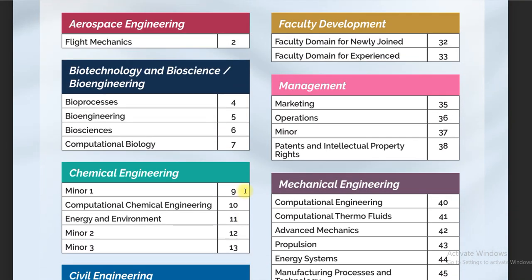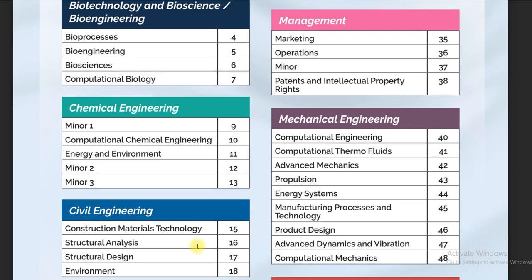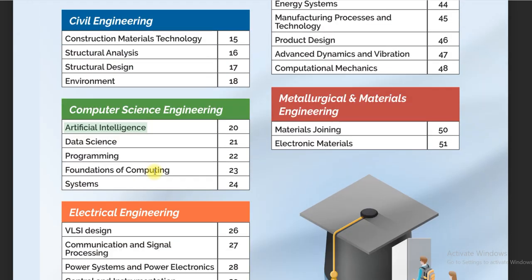Now coming to the courses offered for computer science engineering. There are 5 domain courses they are offering: artificial intelligence, data science, programming, foundation of computing, and systems. This semester I am planning to help learners of artificial intelligence, data science, and programming. Maybe I will provide complete help for one of the domain courses, like solutions, help with assignments and everything, and also help in preparing for the examination.